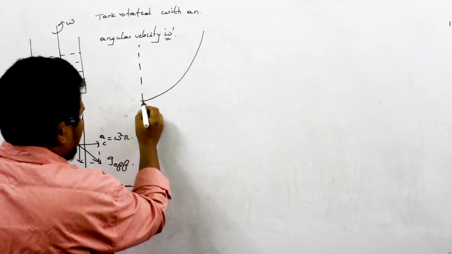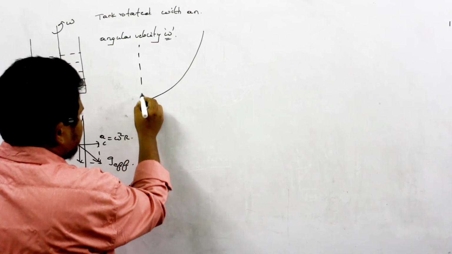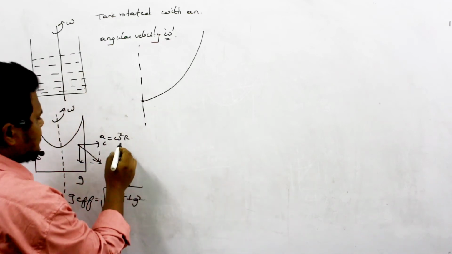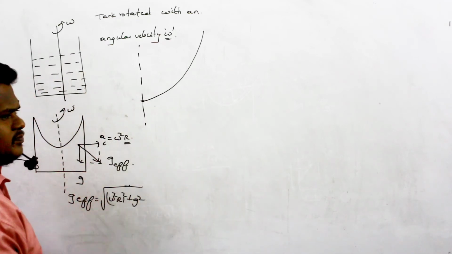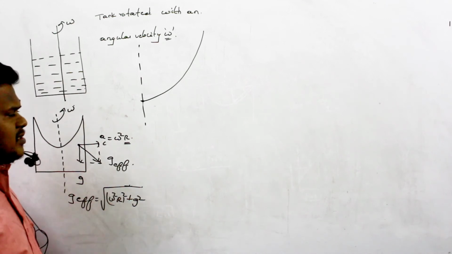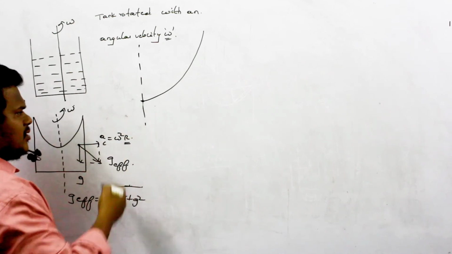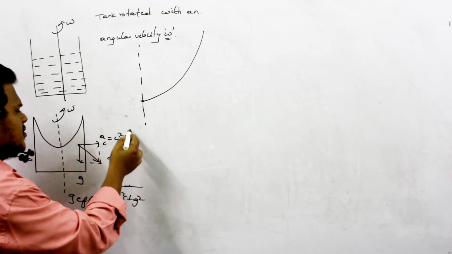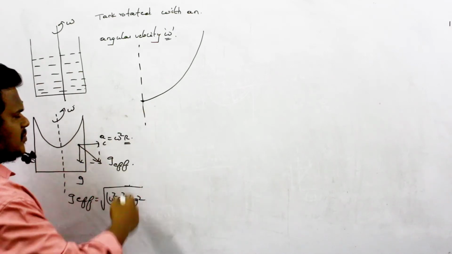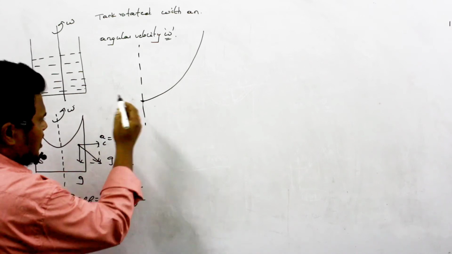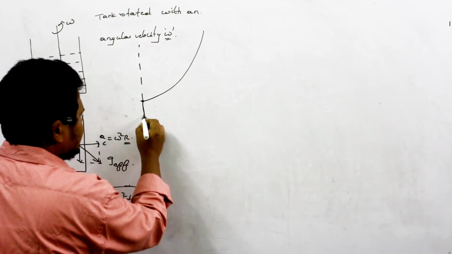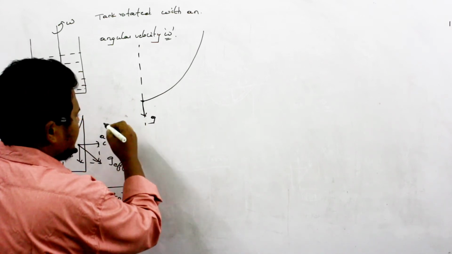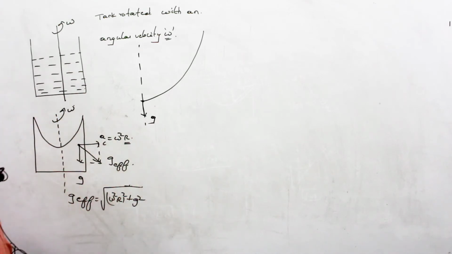So if I take a point here, here I say from the axis of rotation, this r value is 0. R means the radius in which the particle is rotating. So here the r value is 0. Therefore the centripetal acceleration and centrifugal acceleration acting at this point will be 0. So at this point the only acceleration acting is g, acceleration due to gravity.